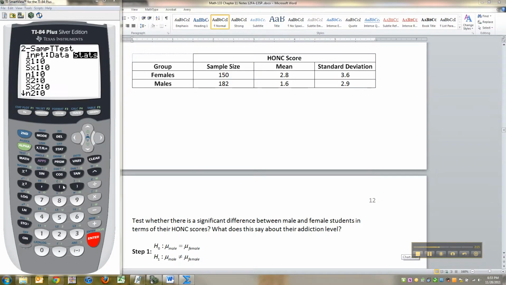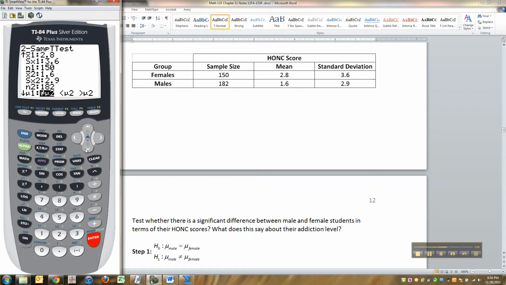Okay, x1 bar for us was, and it doesn't really matter which one, so I'm going to pick the female, 2.8, enter. And then the standard deviation for females was 3.6, and the N1 was 150. And then x2 bar was for the males, so that was 1.6. And then s2 was 2.9. And N2 was 182. Enter. It's a not equal to test, so I'll leave it there. I'm always going to choose pooled no in this course. I'm not going to pool my variances.